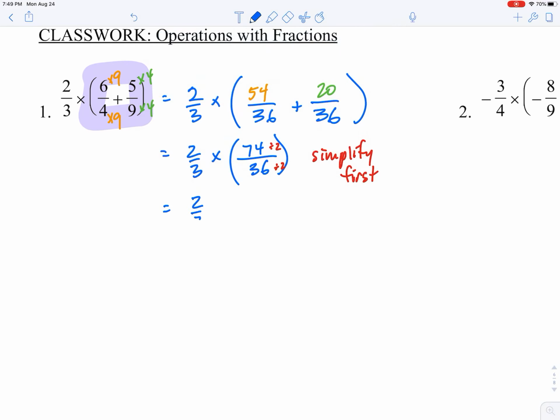So I leave the 2/3 out front. I get 37, and 36 divided by 2 is 18. And now we do top times top. So 2 times 37 is 74. Duh. And then 3 times 18 is 54.